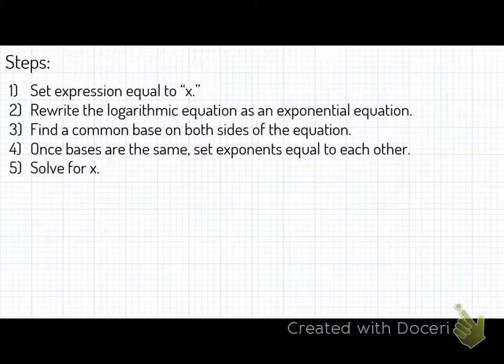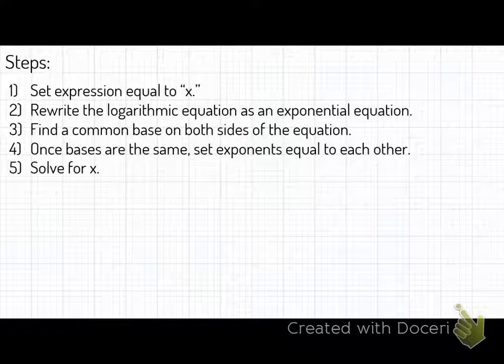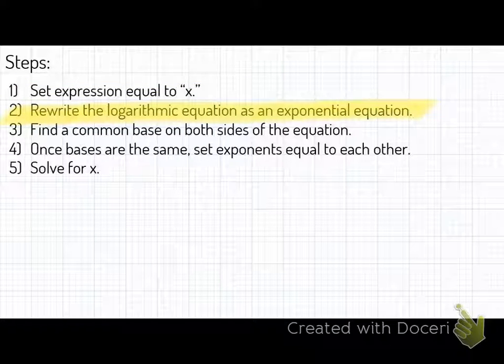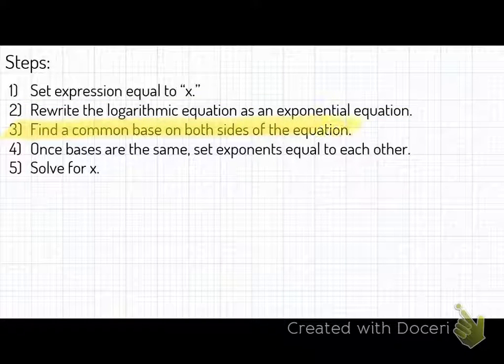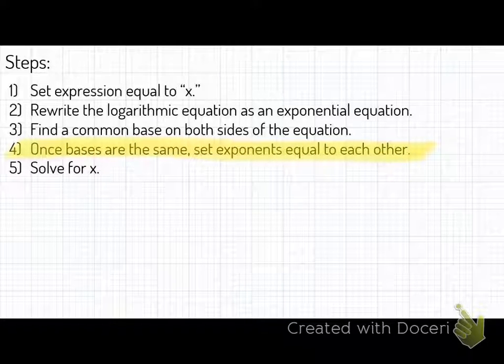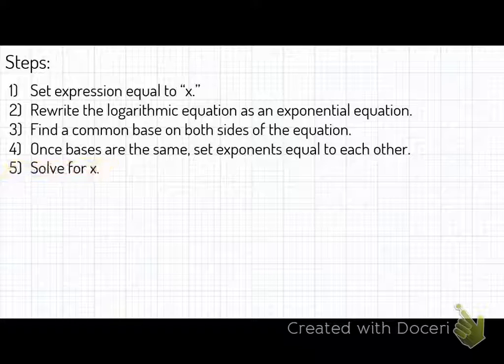So here are the steps. If you are on the video, you should pause and write them down. Step 1, we're going to set the expression equal to x. Step 2, we're going to rewrite the logarithmic equation as an exponential equation. Step 3, find a common base on both sides of the equation. Step 4, once the bases are the same, we're going to set the exponents equal to each other. And then step 5, we're going to solve for x.